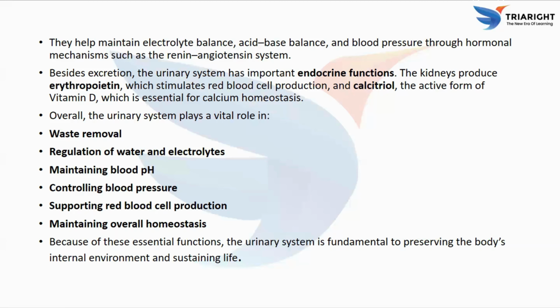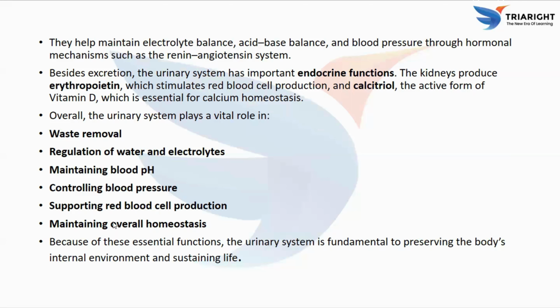So what are the overall roles of the urinary system? Waste removal: it removes urea, creatinine, uric acid, drugs and toxins. Regulation of water and electrolytes: it prevents dehydration or fluid overload. Maintaining blood pH: this prevents the body from becoming too acidic or alkaline. Controlling blood pressure through the renin-angiotensin system. It also supports red blood cell production by releasing the erythropoietin hormone and also maintains overall homeostasis. All the functions combined help keep the internal environment stable.